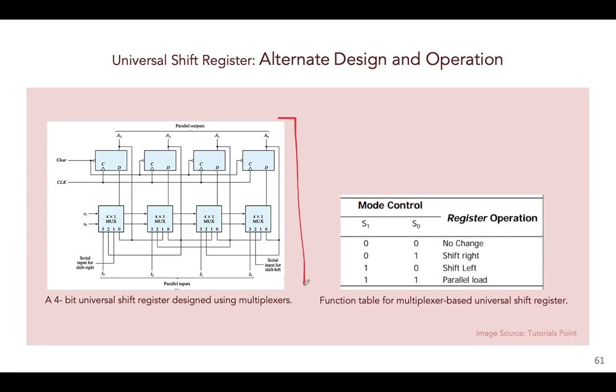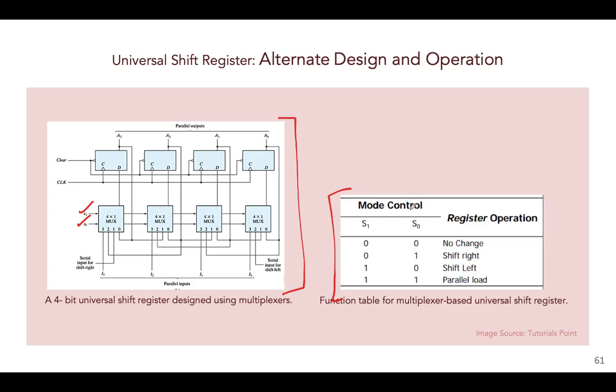So, if this is how we have chosen to design our universal shift register, this is the function table for this circuit, right? In this case, you can see we have 2 mode control lines. We have 2 select lines. Again, I'm sure you've already studied what multiplexers are. So multiplexers need selection lines, right? So this is a 4 by 1 multiplexer, so you need 2 selection lines, and these are those 2 selection lines. And in this setup, these S1 and S0 actually control the operation of the entire setup.